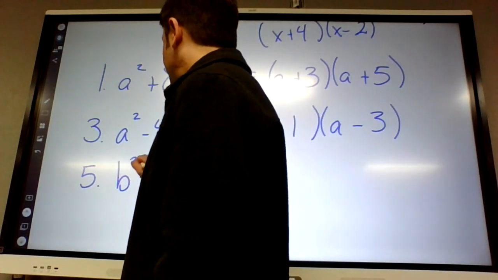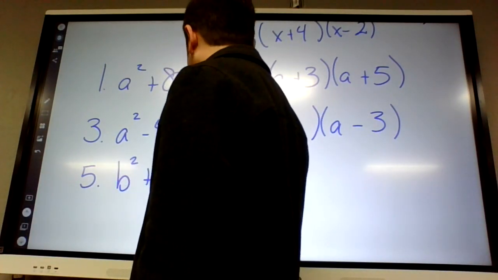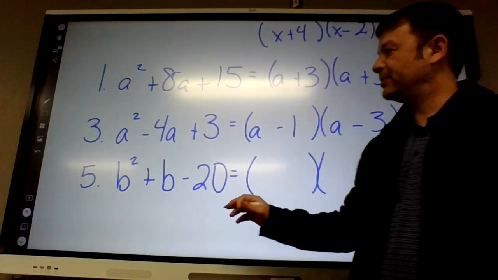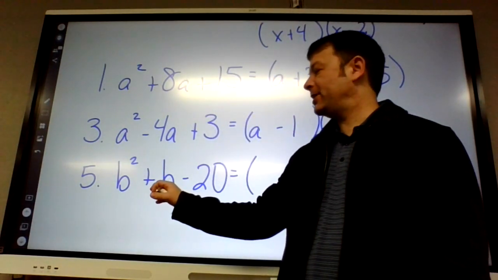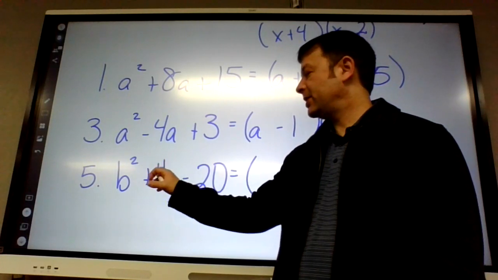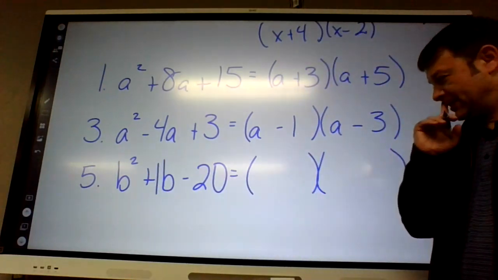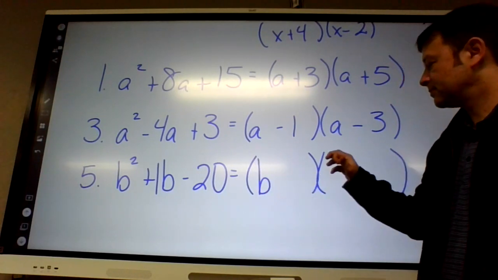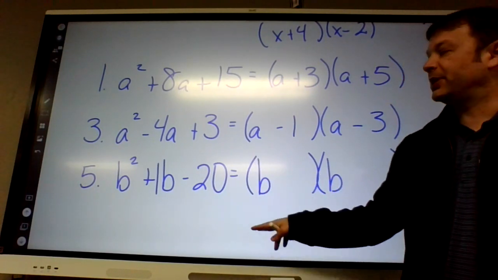Okay, this one looks a little bit weird. What number is right here? 1. Okay, so invisible 1. What am I going to put in front? B. Okay, I'll do it the long way this time.